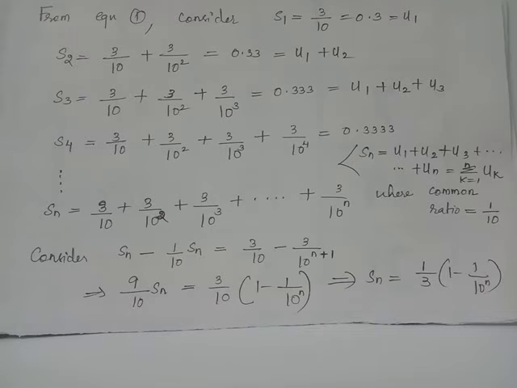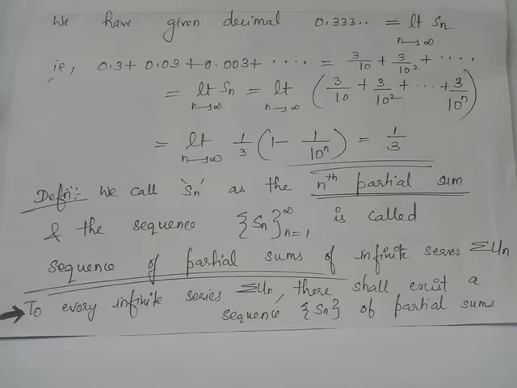Since we wish to find out the expression for Sn, we will take 9 by 10 as reciprocal to the RHS, so that we will get Sn equals 1 by 3 times 1 minus 1 by 10 raised to n. We have evaluated this expression for Sn in order to find out the sum of the infinite series 3 by 10 plus 3 by 10 square plus 3 by 10 cube plus etc. up to infinite terms.